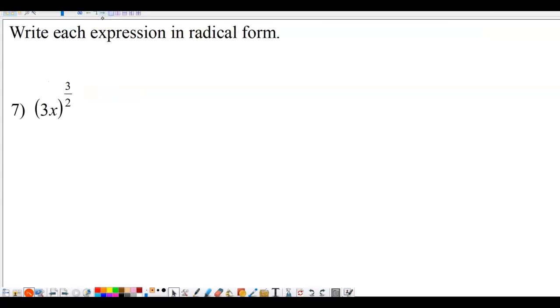Let's go ahead and check out number 7, new topic here. Just want you guys to be aware of what fraction exponents are.